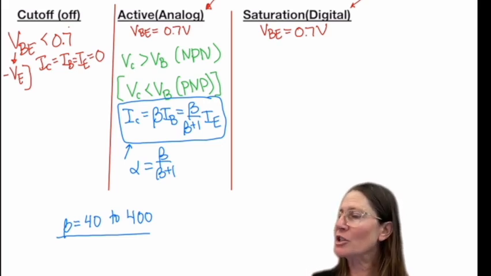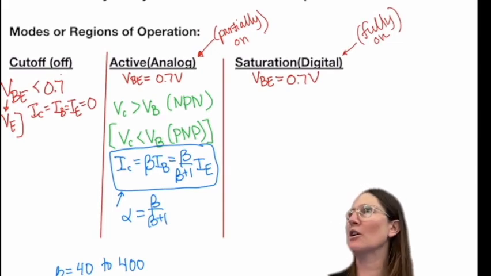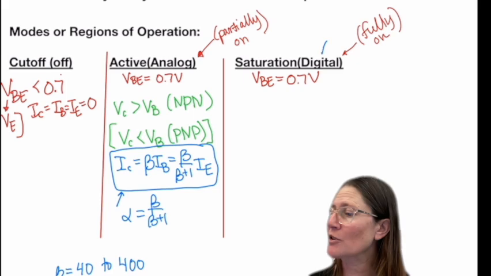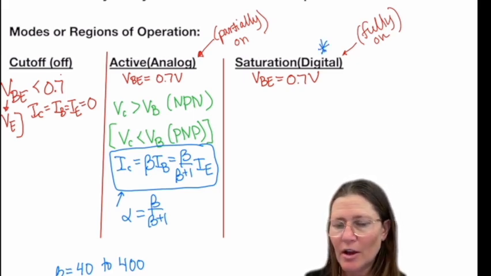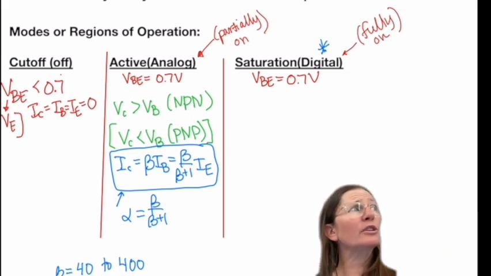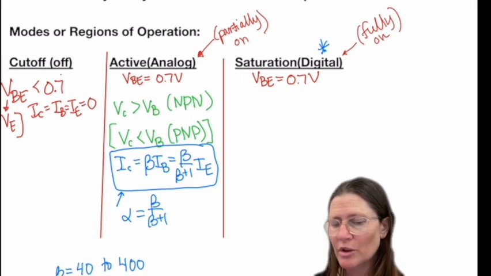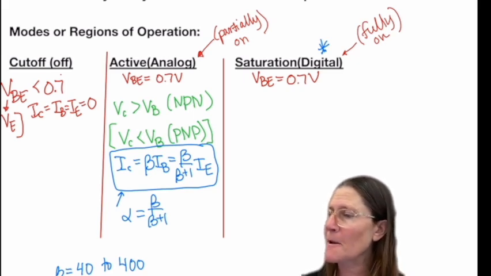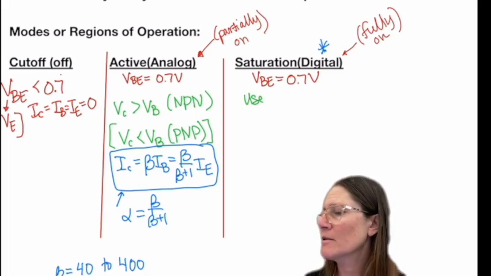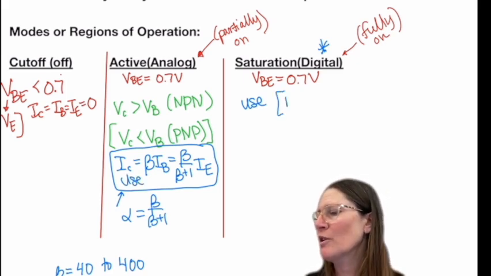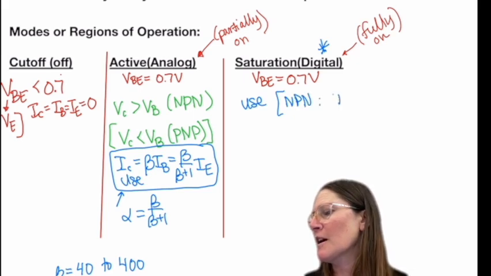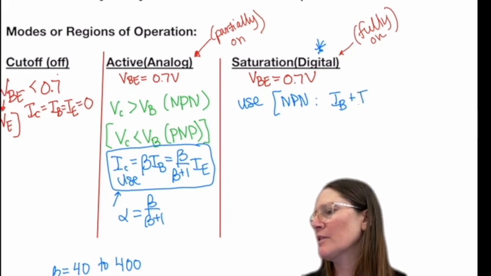All right, for saturation, digital, which is just where it's fully on, which is mostly the stage you guys are going to look at, you can no longer use this relationship. So instead, you know that the current summation for an NPN, I'll do it in blue too. So I'll put here use, and then in this one, you're going to use for an NPN that IB plus IC equals IE.